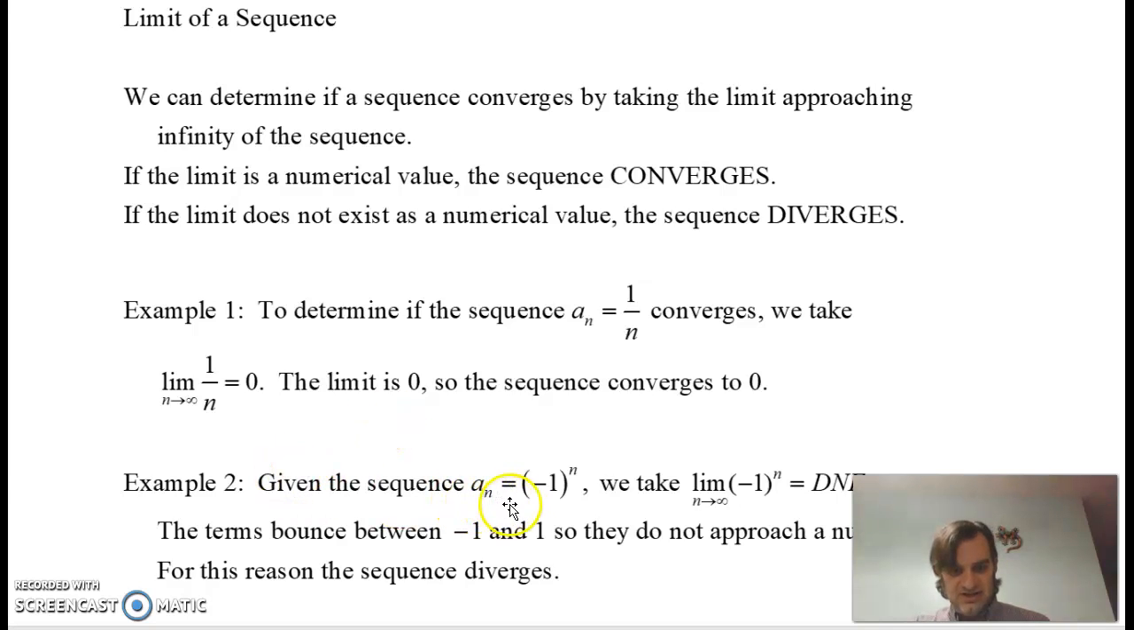Now the second example here is (-1)^n. If we take that limit as it approaches infinity, every time we go to the next index, we're increasing that exponent, and it goes between +1 and -1. So it just bounces back and forth between the two numbers, -1 and +1. So it really doesn't approach any strict value. So we say that the limit does not exist. So we would say it diverges. That sequence diverges because it does not go to a specific number.